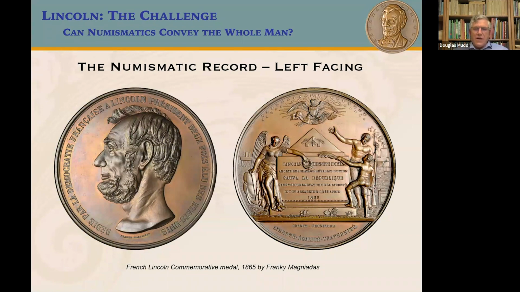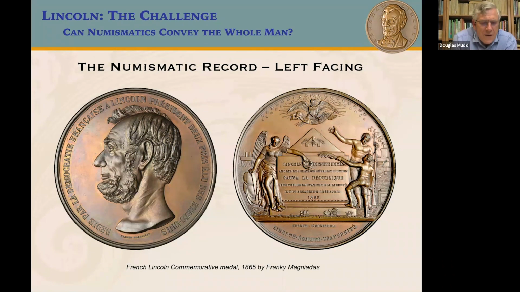Then we have some of the images that appeared from abroad. Particularly, the French were big fans of Lincoln and early fans of Abraham Lincoln. They produced some really high quality medals, including this French Lincoln Commemorative Medal of 1865 by Frankie Magniadas. Here you have an image. First off, it's unusual in that his portrait image is facing to the left as opposed to most of the other ones we've seen, which are to the right. And so you're getting a different side of his face.